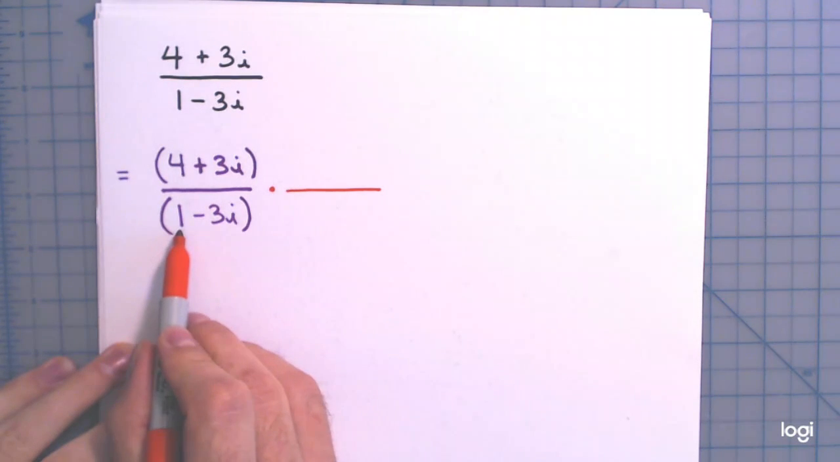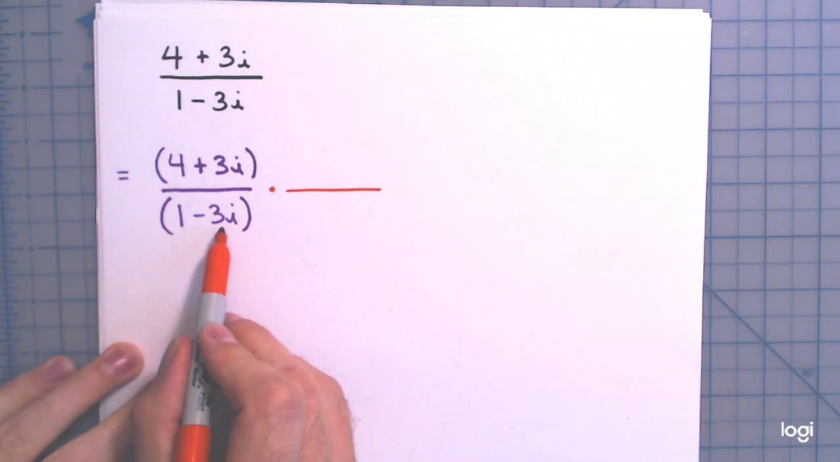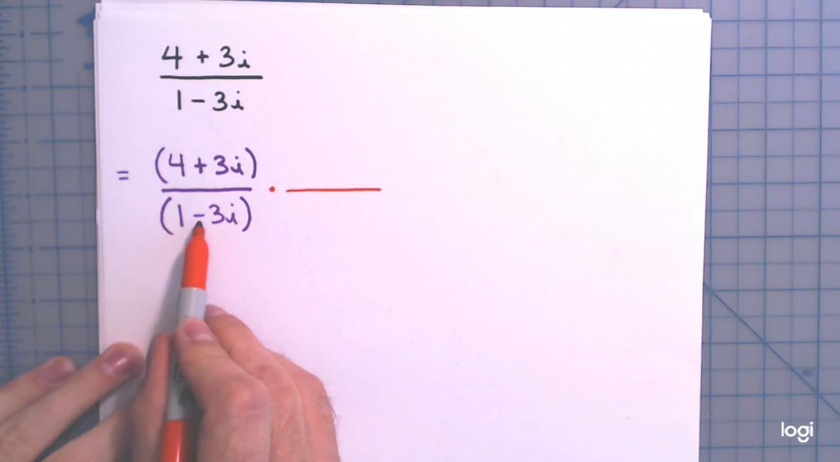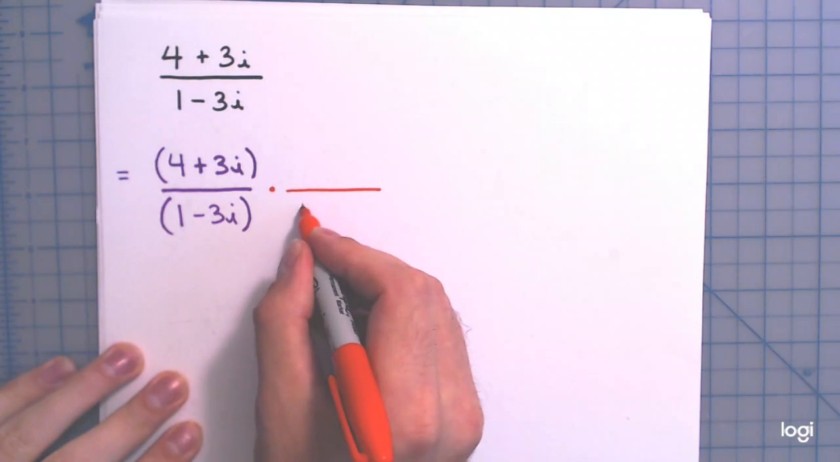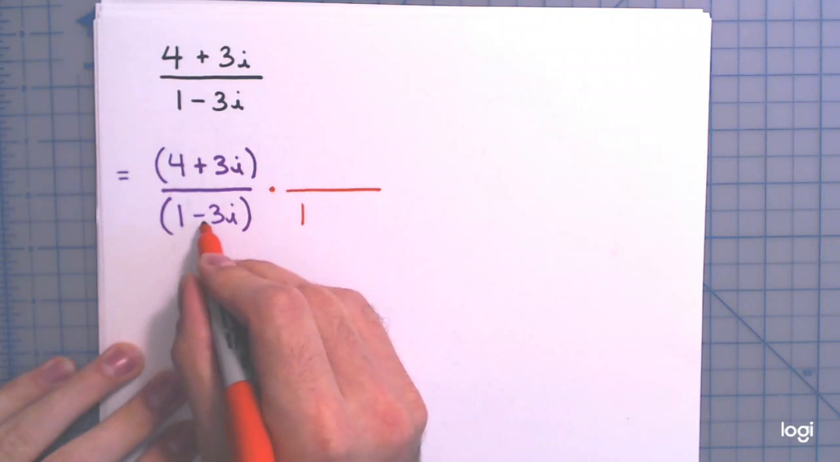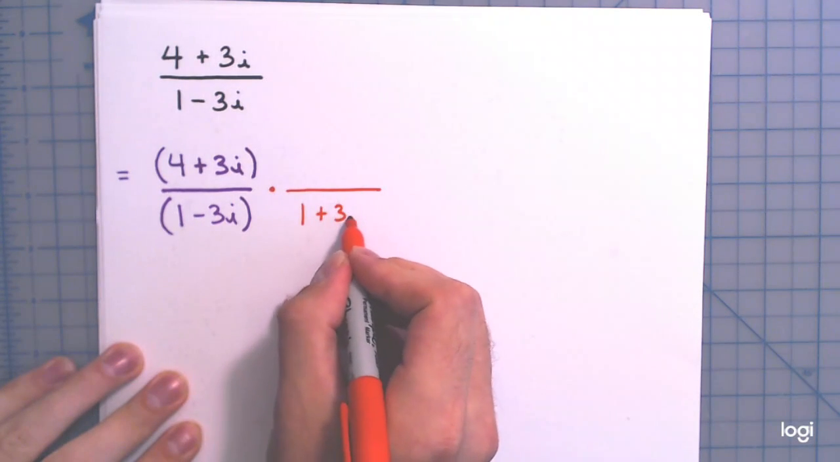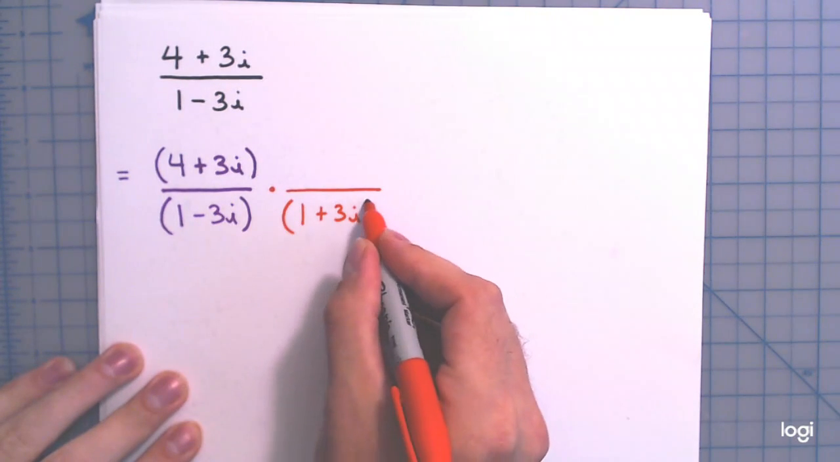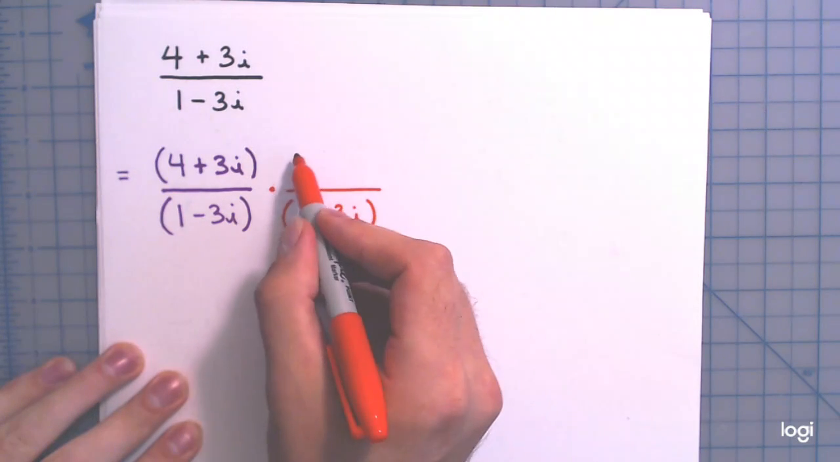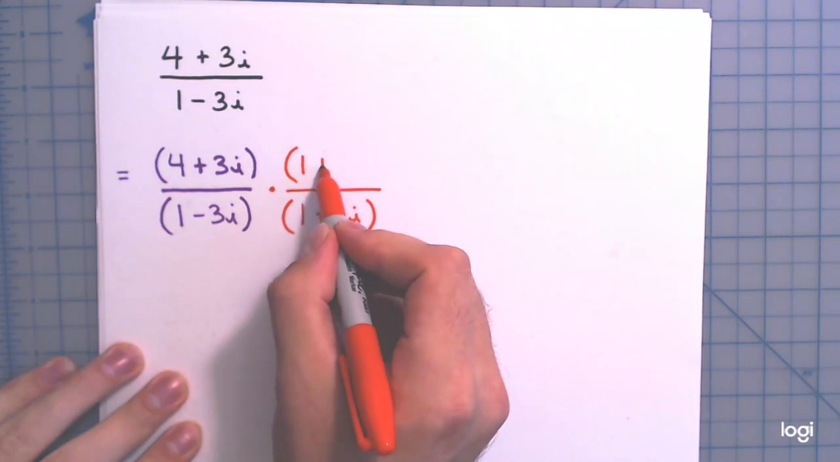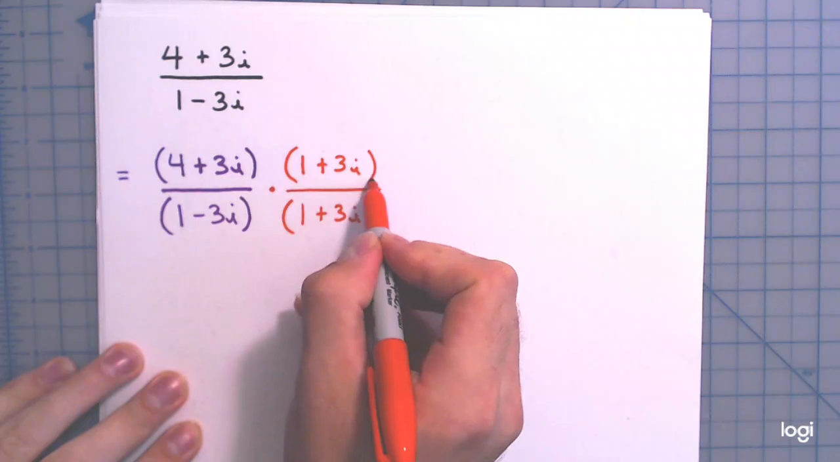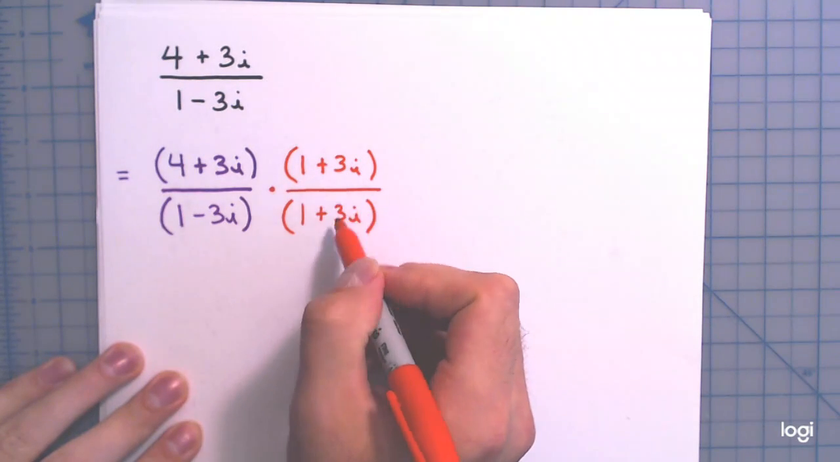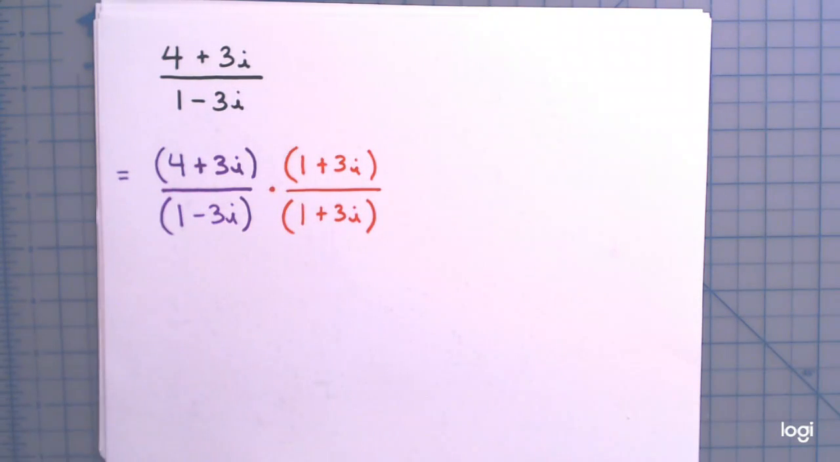So what's the conjugate of 1 minus 3i? It'd be 1 plus 3i, right? The same real part, but the opposite imaginary part. And I'm doing the same thing to the numerator, right? That way it's like I'm multiplying by 1. Anything over itself is 1, so that will not change the value of this expression.